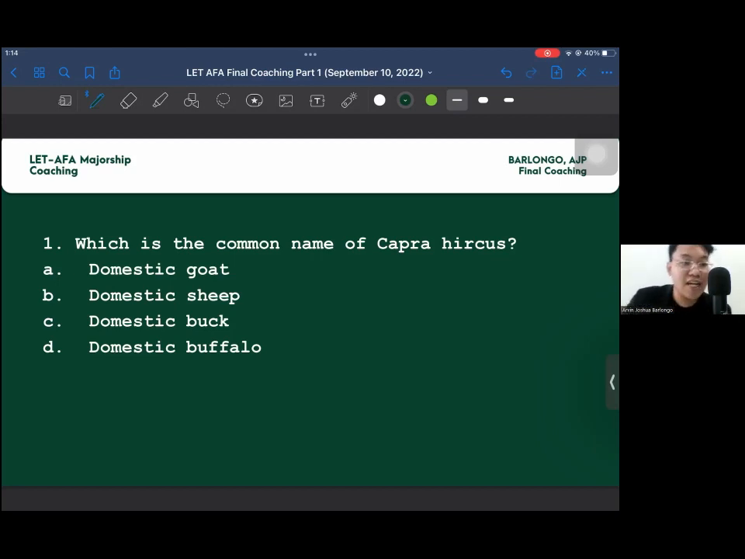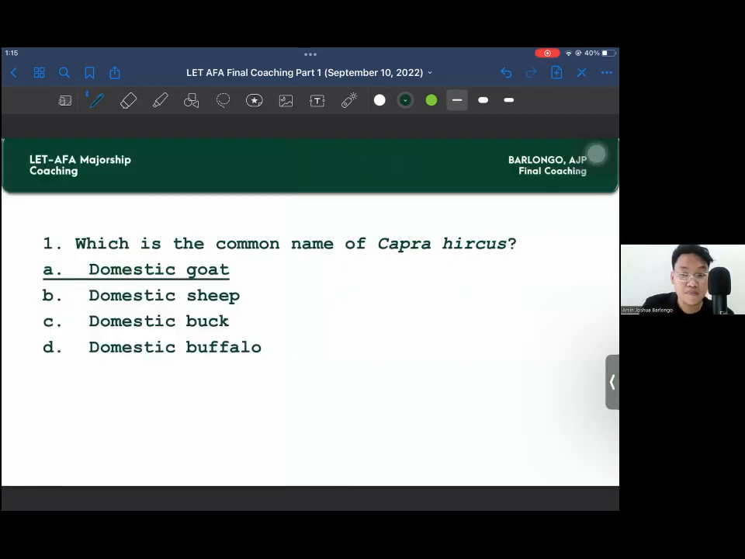So again, in the field of animal science, one of the competencies highlighted by BRC in your specific major is breeds of animals, di ba? So it is very important for you to have an idea on the scientific names ng mga iba't ibang hayop, specifically mga farm animals. And later we will also go through scientific names of plants and even pathogens. Okay? So the correct answer is, tama kayo, letter A, which is domestic goat.